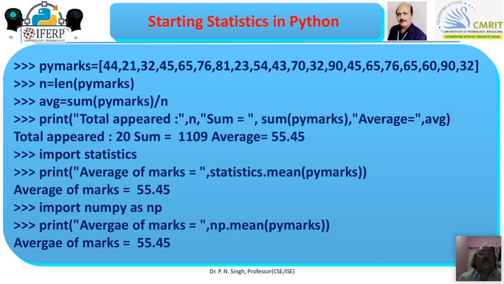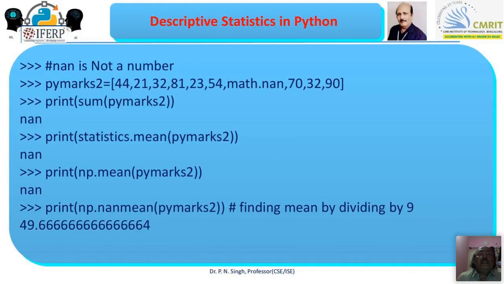Statistics in Python, we will be moving a little bit faster. Whether it is descriptive statistics, a list may have some null value also, which we call math.nan. And if you find some strings also, because it is a collection of heterogeneous data types, where some values are character strings or floating point values, then how will we find the average, or the aggregate functions like sum and mean? For that reason, it tells you it is not a number. NaN stands for not a number. But if you import NumPy as np and use nanmean, then it finds the mean by dividing by 9, not counting this particular value.